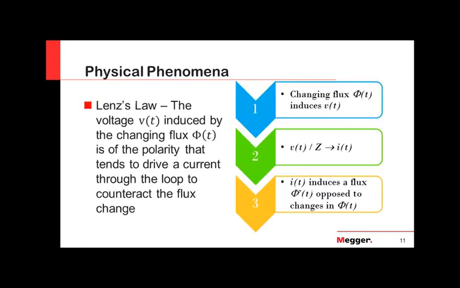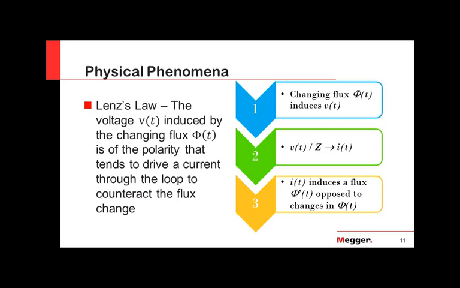Let's understand Lenz's law, because here we're saying that the voltage that is being induced by the changing flux is of the polarity that tends to drive a current through the loop to counteract the flux change. What is it trying to tell us?